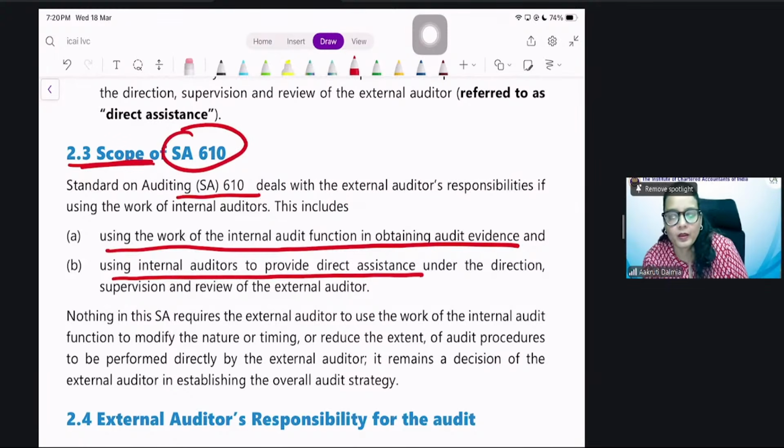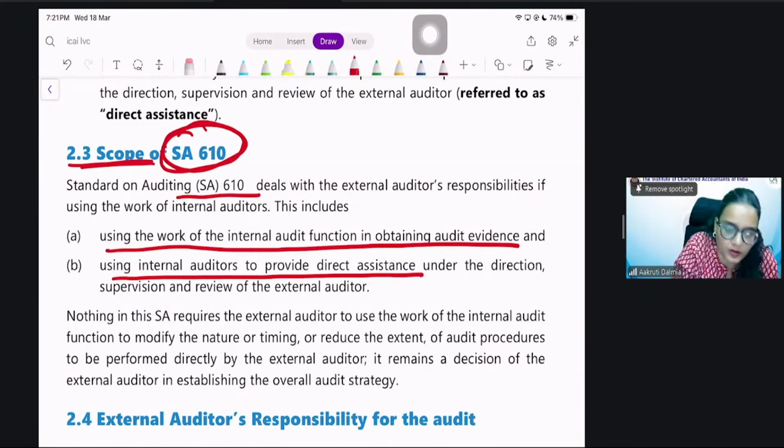SA 610. Which SA tells me whether I can use the work of the internal auditor? I am not using the internal auditor directly. I am using the work of the internal auditor, which means the reports they have created, the papers they have created, or whatever they have done. Can I use that? Who says that? SA 610. Okay. So this SA 610 does not give you a yes or no. It tells you that if you want to do it, how you can do it.